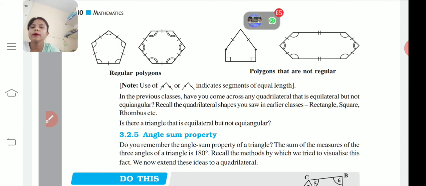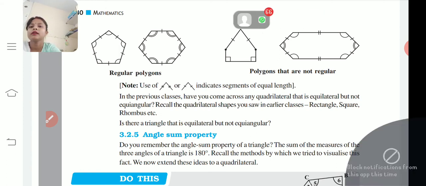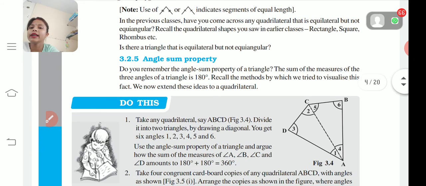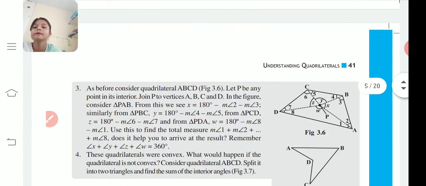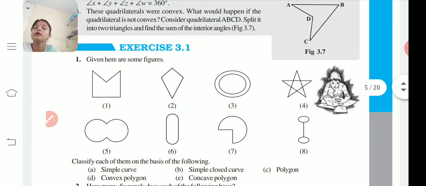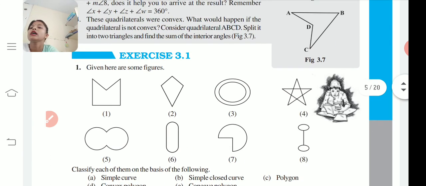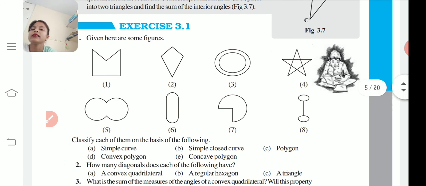Okay. You have to write the examples. Angle sum property we will discuss in the next class. And you have to solve exercise 3.1, question number 1 and question number 2. Some figures are given and you have to classify them, which type of curve it is, a polygon, simple closed curve or whatever. You have to find it.